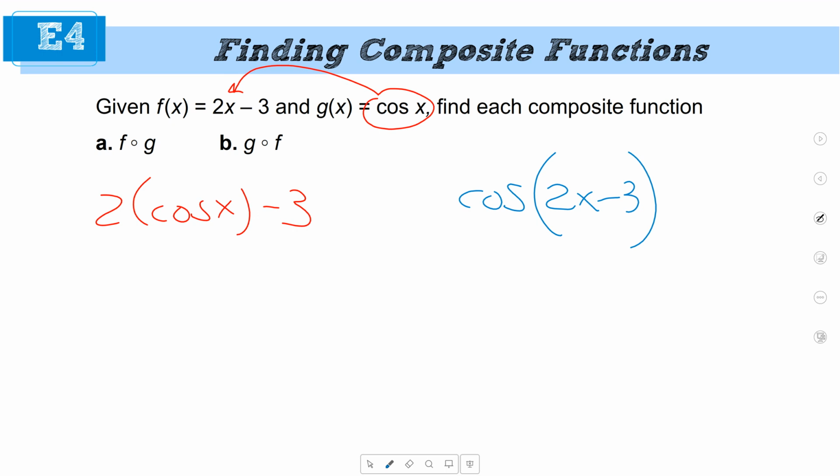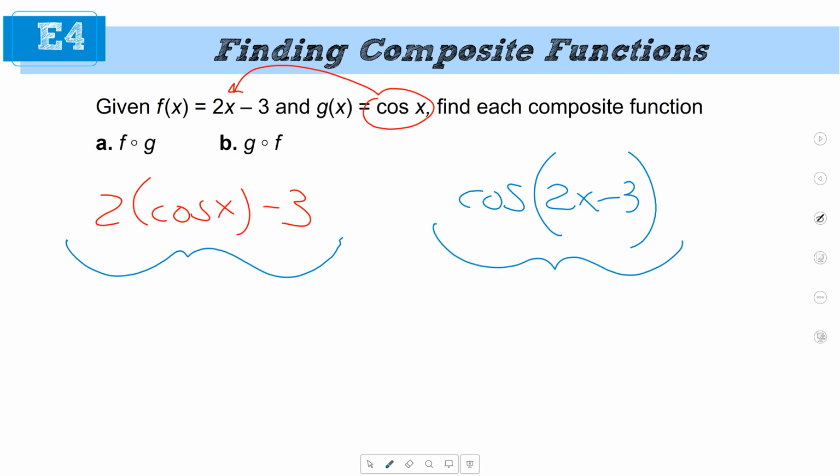What's the domain of f of x? All real numbers. What's the domain of g of x? All reals. Cosine goes on forever in both directions. What happens when you put them together? What's the domain of this one? All reals. What's the domain of this one? All reals. No problems. We're good to go.